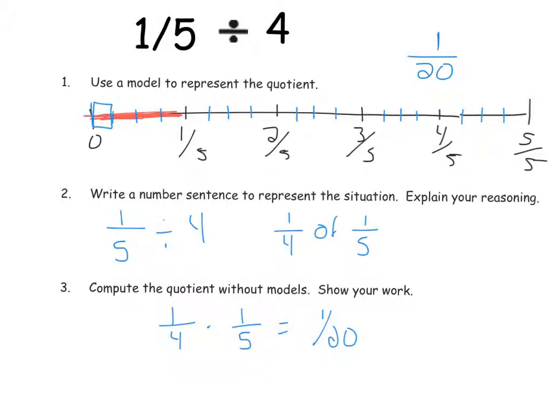So my number sentence part, we were given the division problem, and then I knew that I was taking 1/4 of the 1/5. 1/4 of the 1/5. So because of means multiplication, I could rewrite it and then just do that multiplication from yesterday.